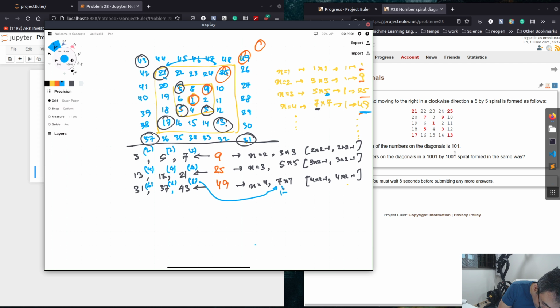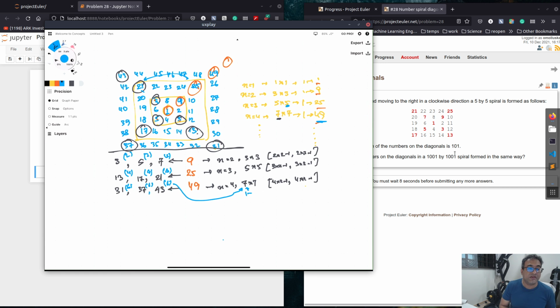1 minus this value over here. So I think we have figured out how to solve this problem. It's fairly okay. So n equals 4. N equals 4 means 2 into n minus 1, that many times 2 into n minus 1, that many, that size of square.